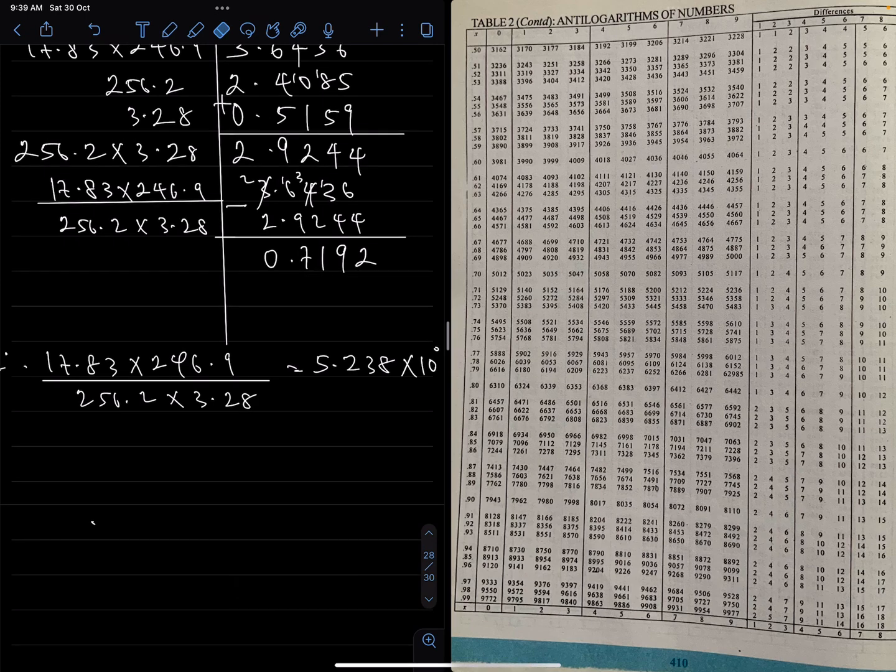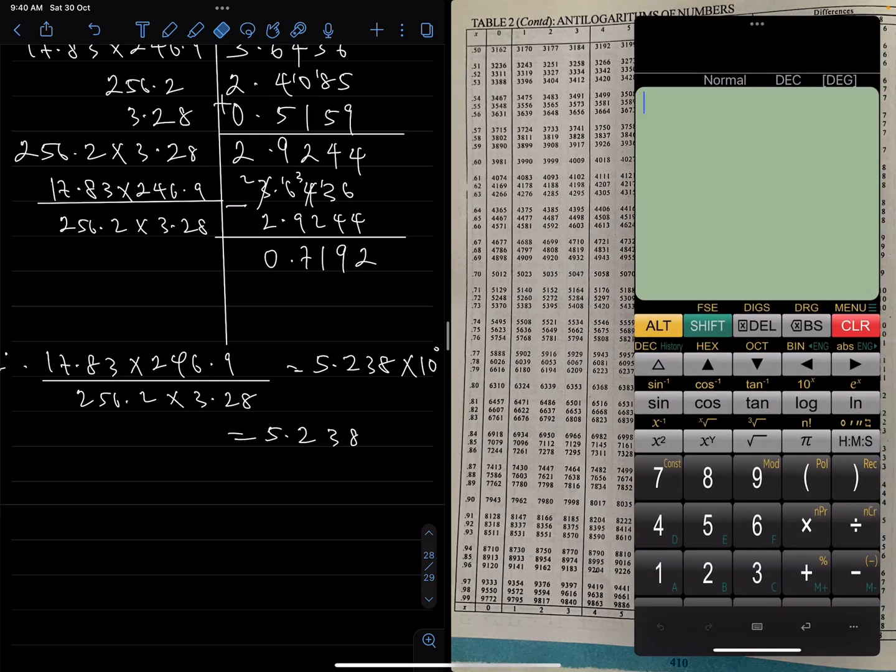10 raised to power 0 is the same as what? 1. So that means this is actually the same as 5.238. That's the final answer now, times 10. 10 times 10 is 100, in standard form here, but we're supposed to write the answer in ordinary form. Exactly. So let's check if that's correct.